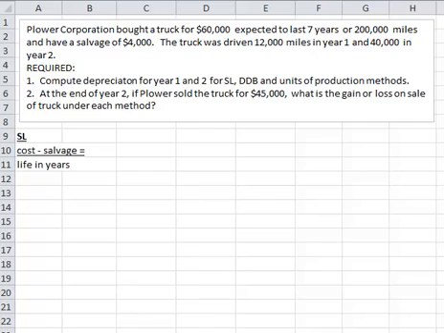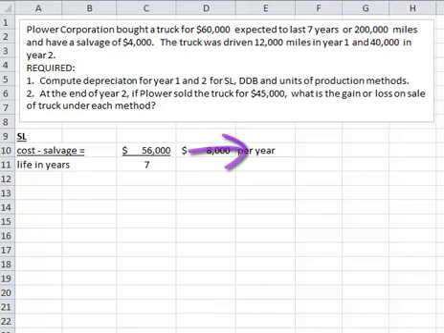So what is it for this particular truck? It costs $60,000. We have a salvage of 4 and a useful life of 7. So we would take the $56,000 divided by 7 and get $8,000 per year. So the depreciation expense in year 1 would be $8,000, and in year 2 it would be $8,000.